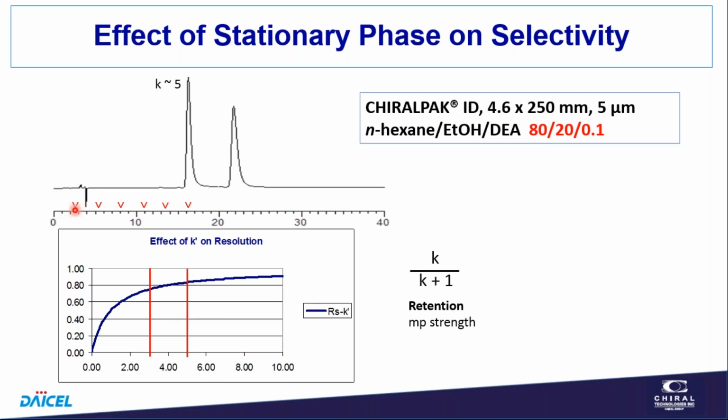This just shows a retention volume on this column of about 2.7 milliliters for a 250 millimeter column. So at 1 mL a minute, that'd be about 2.7 minutes. So there's 1, 2, 3, 4, 5 additional column volumes. So it's a retention factor of 5.